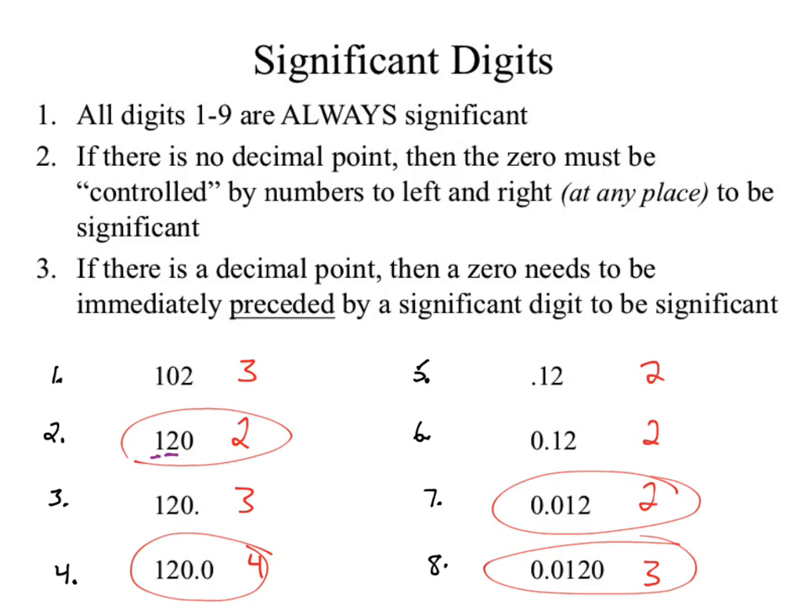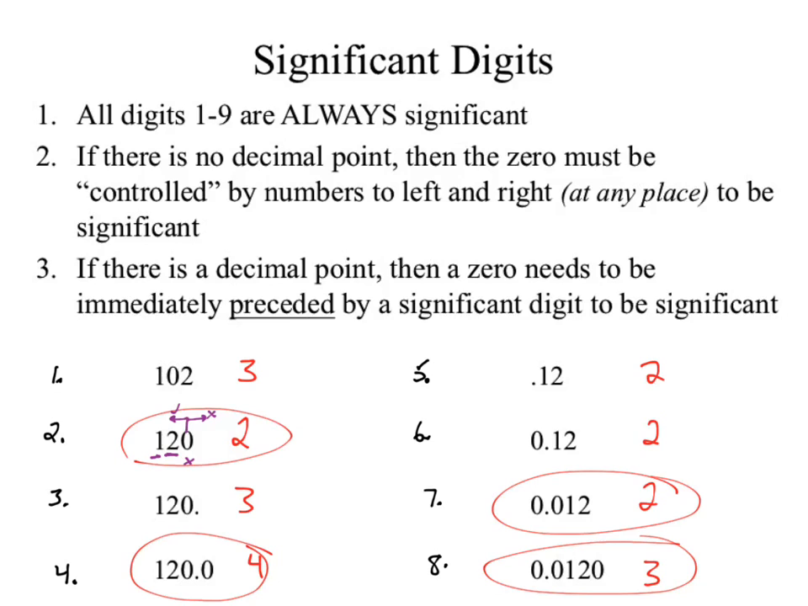For that number, there's no decimal point, so I follow rule 2. The 0 must be controlled by numbers to the left and to the right, officially by significant digits to the left and to the right, for it to be considered significant. So we start at that 0 and look to the left, and what do we have? A 2. A significant digit. How about to the right? Nothing. Which then means it is not a significant digit. Only 2 significant digits there. The 0 doesn't count.